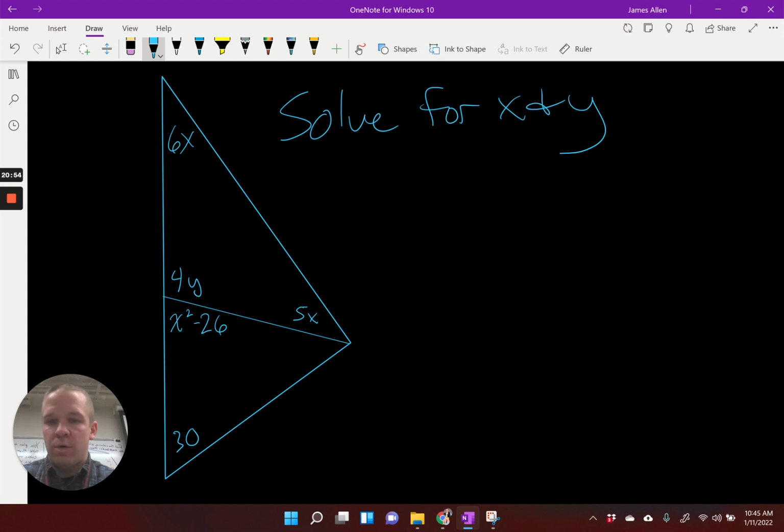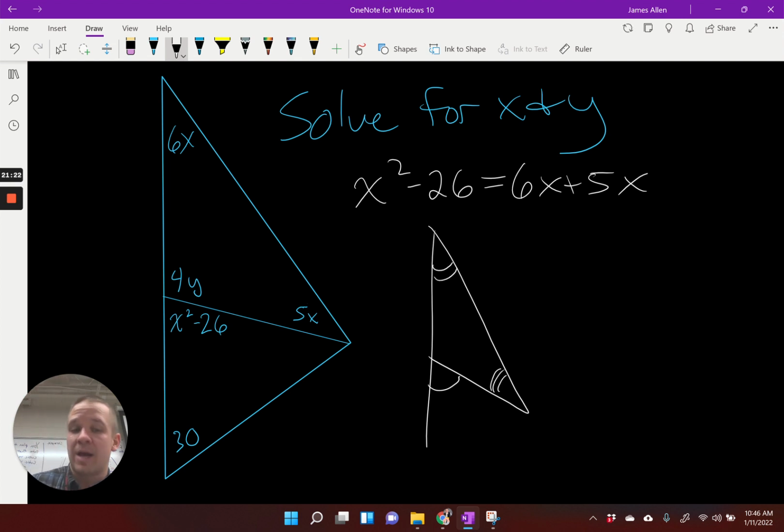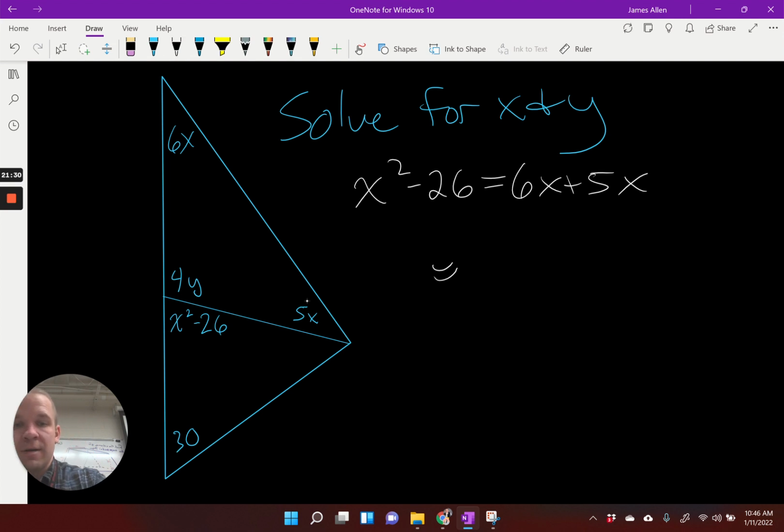All right. The only thing I have is that one little triangle there. I don't have anything for the whole big triangle, right? But with my exterior angle theorem, I could take x squared minus 26 and set it equal to the remote two interior angles, which would be the 6x plus the 5x. If we need to isolate this triangle, it's going to look something like this. This is my exterior angle with these two being my remote interior angles. Looks a little bit jacked up because it's not an obtuse angle for the exterior this time, but that is the situation we have at hand, okay?